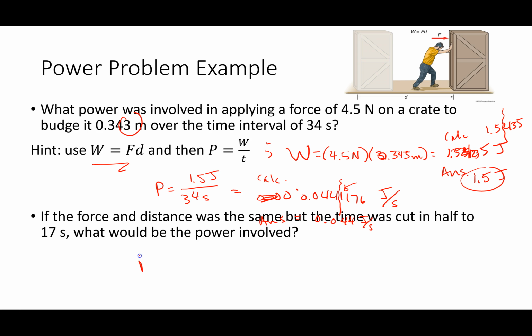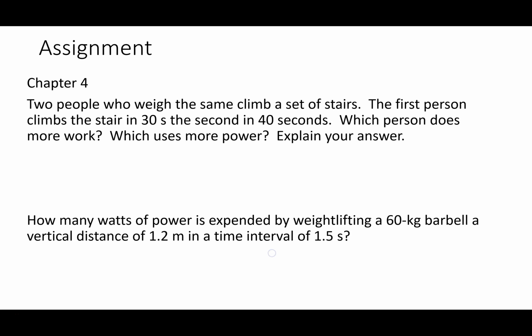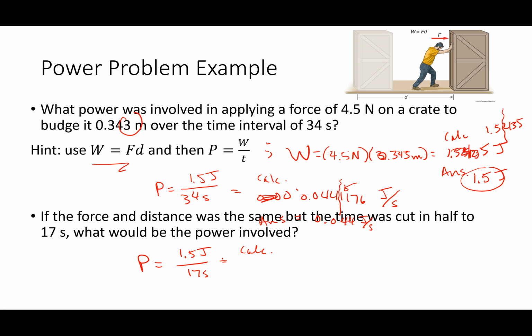So let's go ahead and knock this one out. I'm not going to redo my work. My work's the same, because I still have the same force over the same distance. So it's 1.5 joules divided by now 17 seconds. 1.5 divided by 17. It should be twice that up there, shouldn't it? I got 0.0088235, and so on. Units are going to be joules per second or watts.